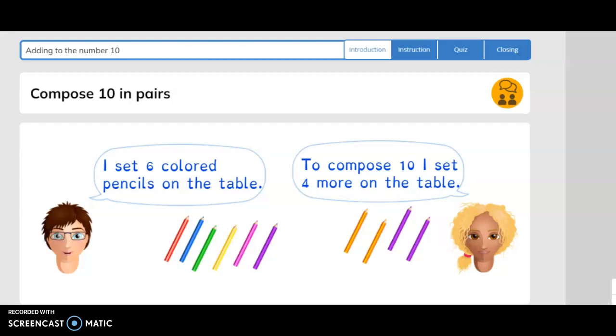Compose 10 in pairs. I set 6 colored pencils on the table. To compose 10, I set 4 more on the table.